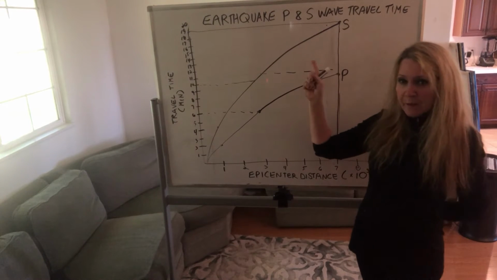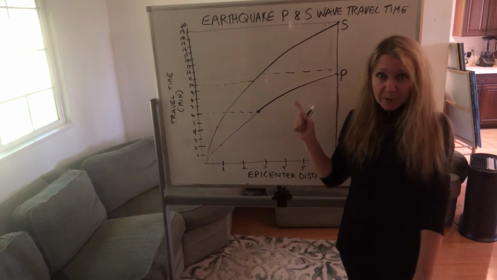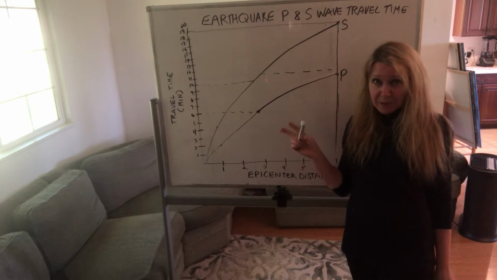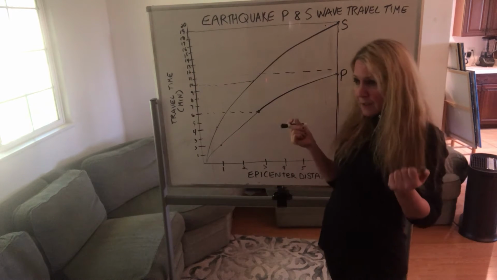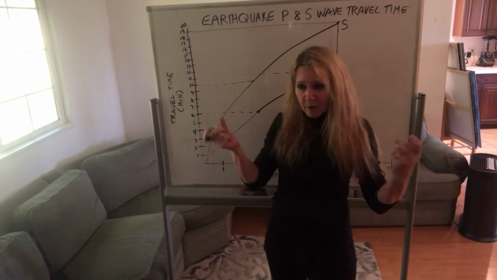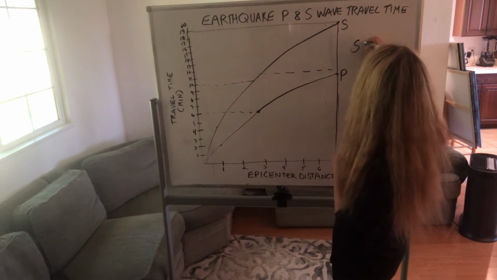An earthquake P and S wave travel time chart. What we're really looking at is the speed of the S and P waves, because speed is distance over time.